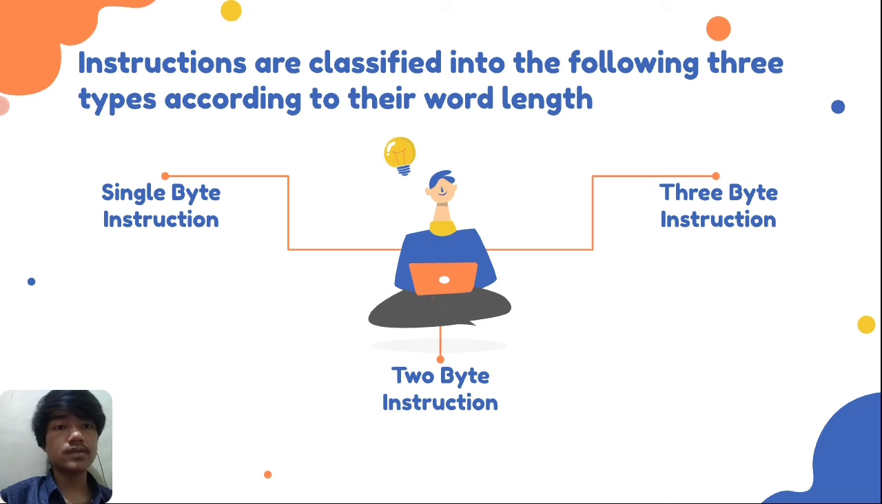Instructions are classified into the following three types according to their word length. First, single-byte instruction. Second, two-byte instruction, and last, three-byte instruction.